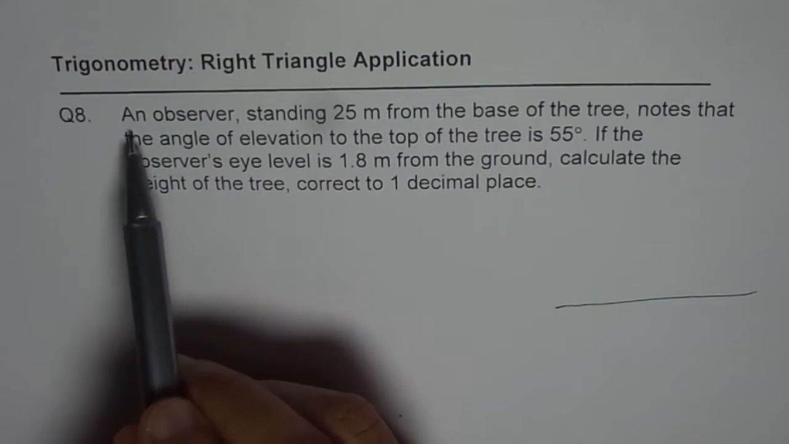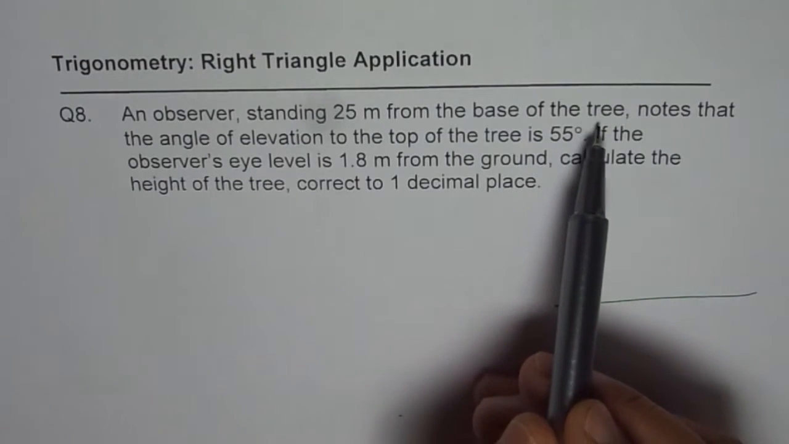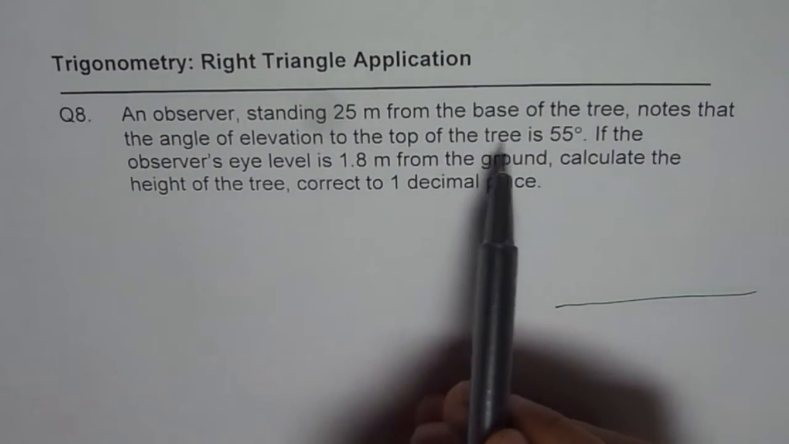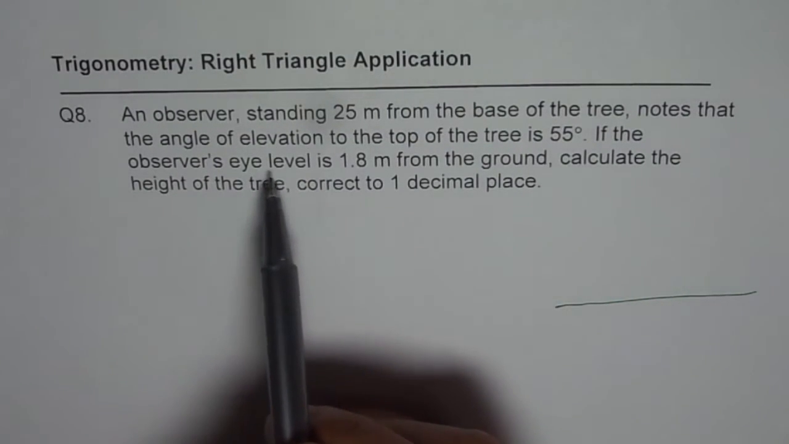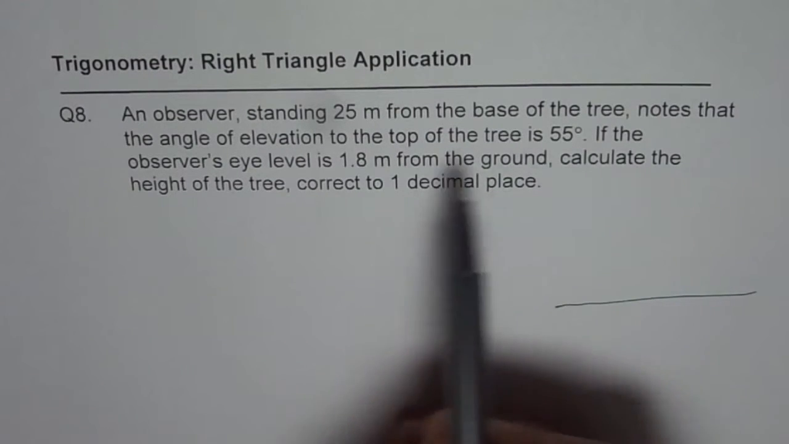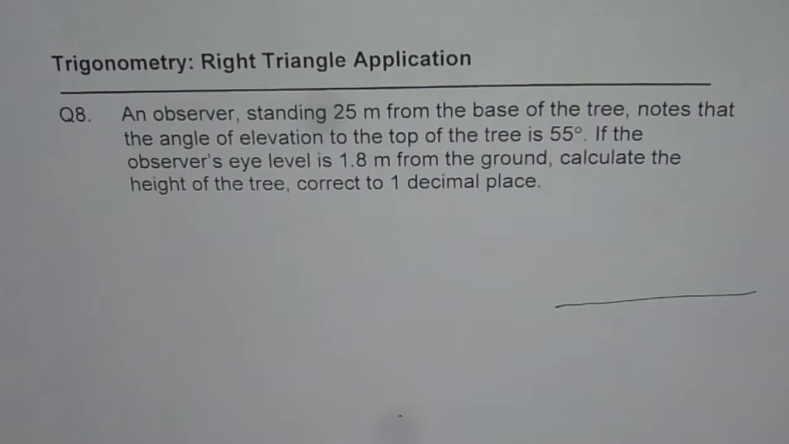It says, an observer standing 25 meters from the base of the tree notes that the angle of elevation to the top of the tree is 55 degrees. If the observer's eye level is 1.8 meters from the ground, calculate the height of the tree, correct to one decimal place. Now I'd like you to pause the video, answer the question.